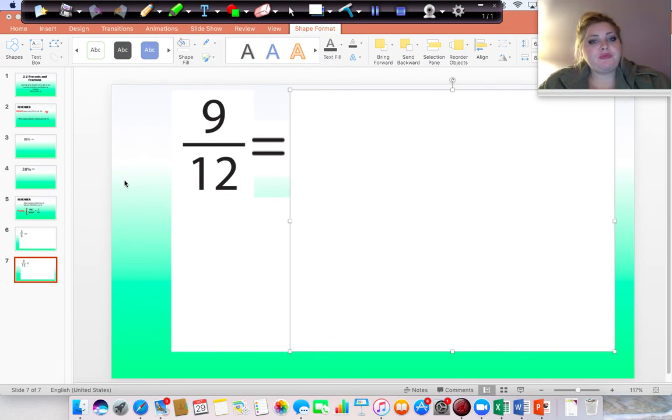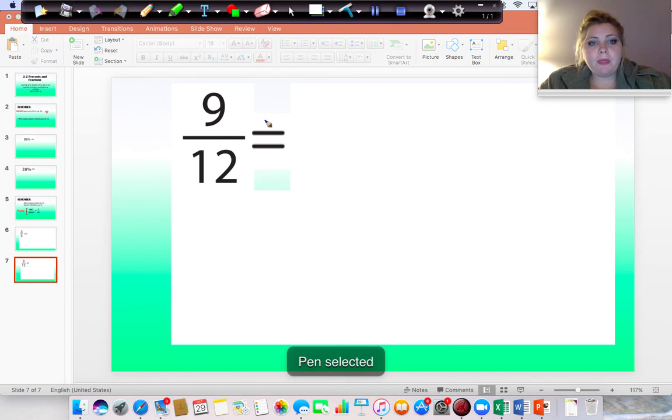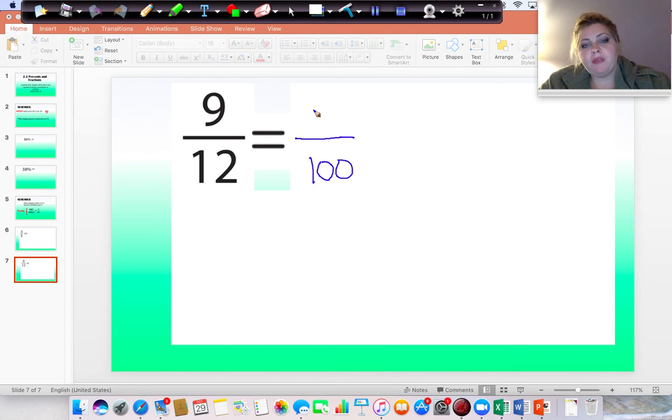Here we go. Now we're going to do the same exact thing we did before. Here's our fraction. We're going to make another fraction where we have 100 on the bottom, and our x is going to go on top. To solve for our percent, okay, we are going to cross multiply, so 9 times 100. And we are going to cross multiply on the other side, 12 times x.